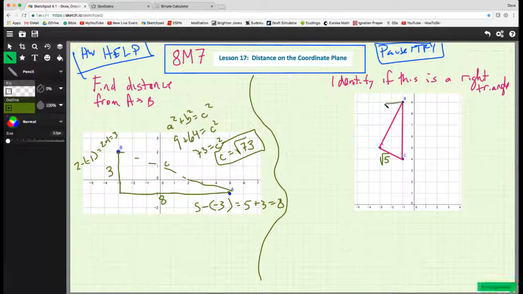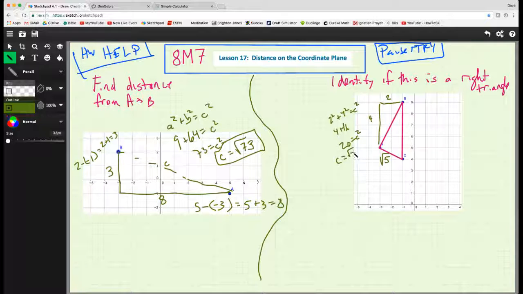This side here is 2, and this side here is 4. So we have 2 squared plus 4 squared equals c squared. So here we have 4 plus 16. We have 20 equals c squared. So c equals the square root of 20. Let's just write that in and get rid of the extra stuff. Square root of 20.